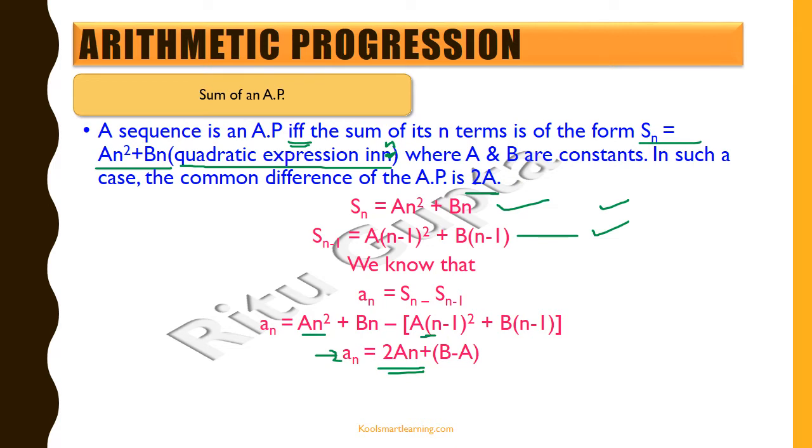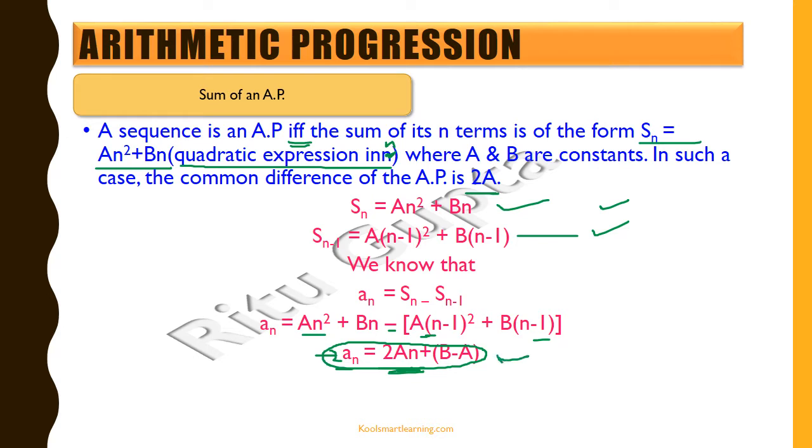We have an a here and we have 2an remaining here with a minus sign and a minus here, so it becomes 2an here, and bn cancels with bn and a b remains here. So we have the nth term equal to 2an plus b minus a.